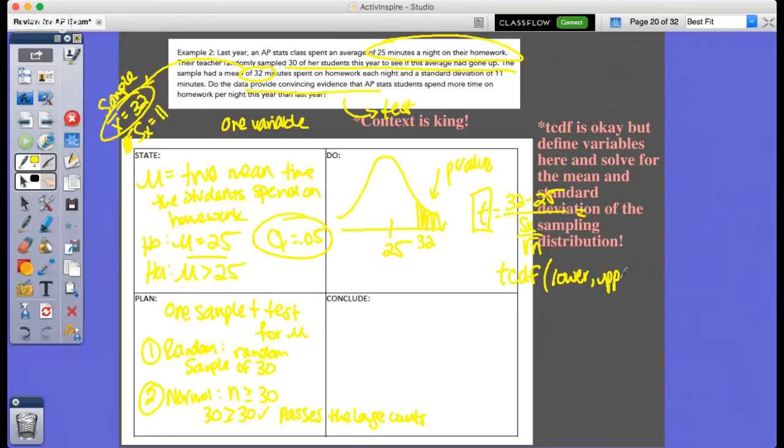Lower, upper. And while I'm pulling that up, I wanted to show this one before I keep going, because this one is a little bit different. But we get our P. Our P is 0.0008. And again, we want to make sure lower, upper, mu, standard deviation. And really, this is mu of x bar and standard deviation of x bar there. All right, sampling distribution, that's there for it.